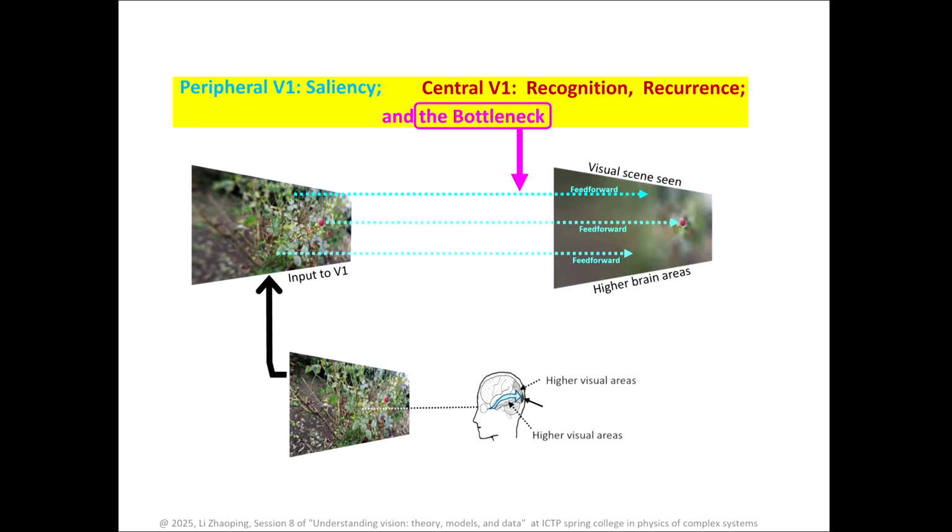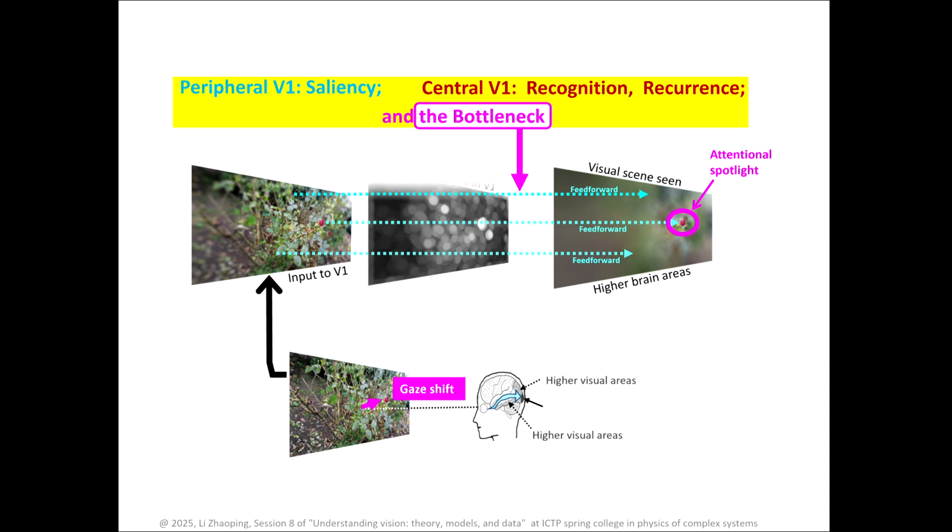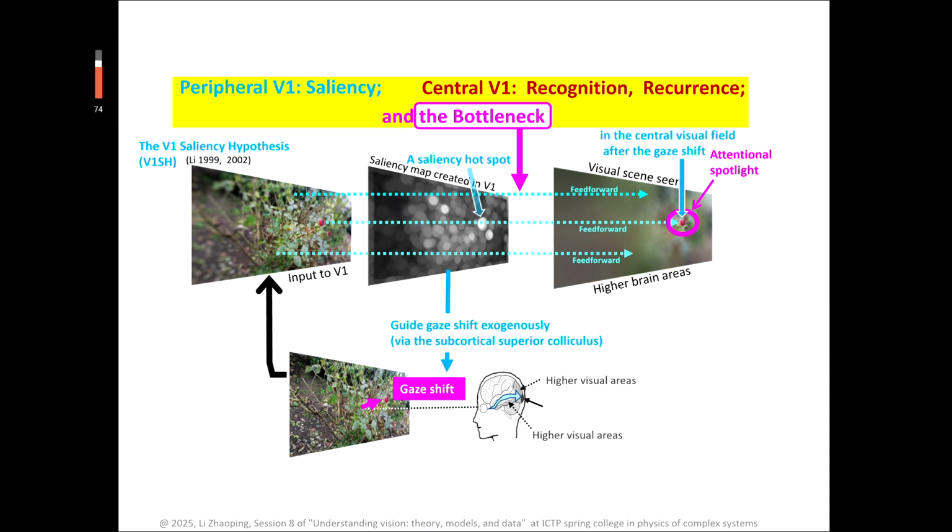Most ideas about V1 ignore the information bottleneck. We perceive only a tiny fraction of visual inputs, mainly the inputs within the attentional spotlight. This spotlight is selected mainly by a gaze shift. This visual location was in the peripheral visual field before the gaze shift. I have proposed that a saliency map is created in V1. The hotspots in this map attract gaze shifts exogenously. Therefore, peripheral V1 computes saliency to guide attention. It motivates the idea that the bottleneck starts right after V1.